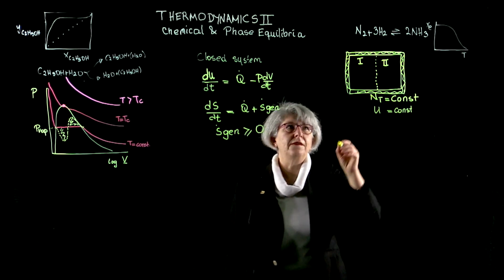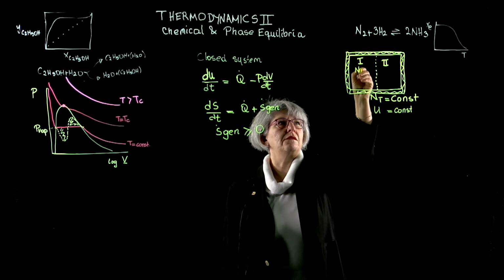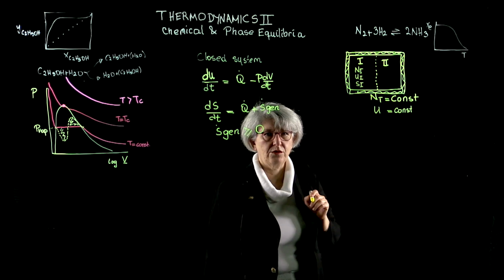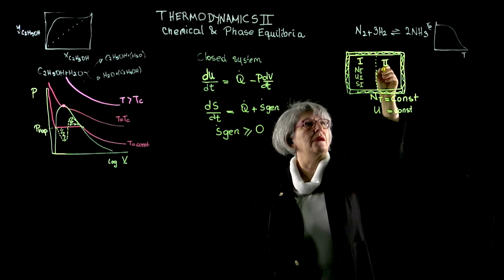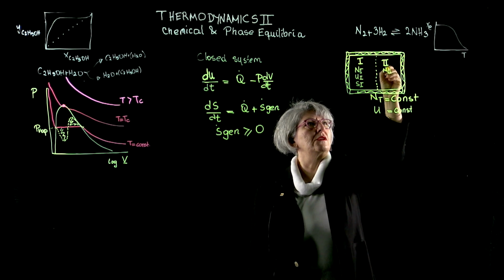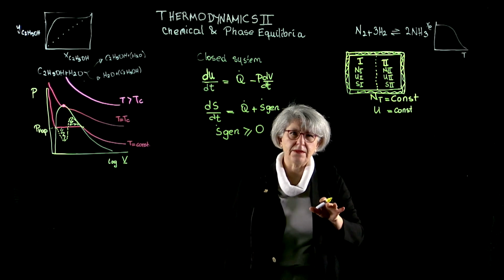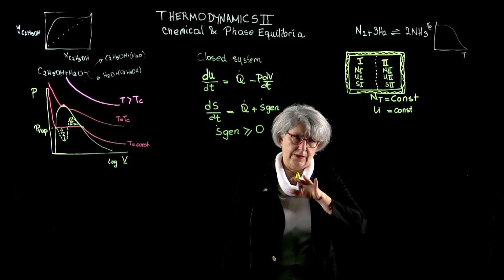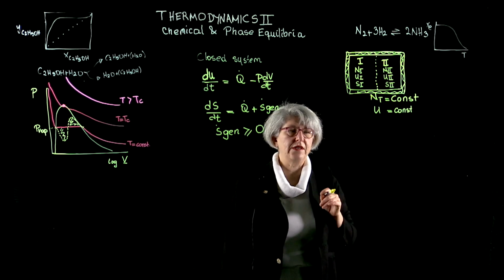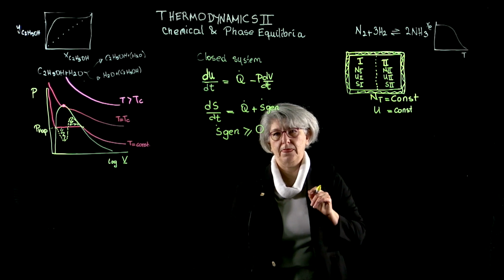And we have in domain 1, n1, u1, s1. Those are our state variables. We have n2, u2, and s2. And we will let the system evolve into a state of equilibrium.